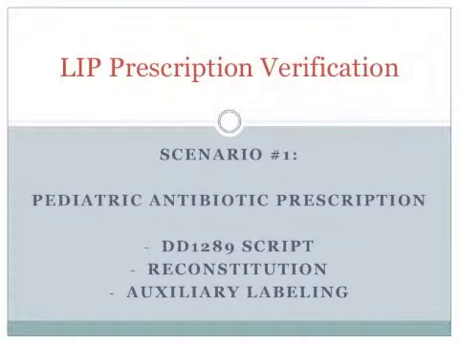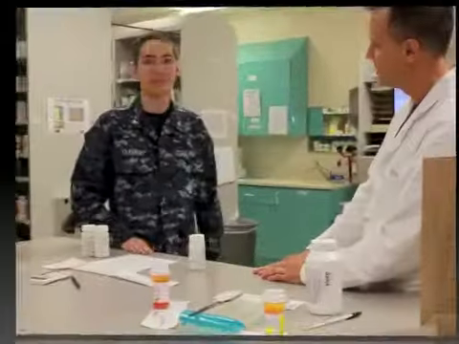In our first scenario, the LIP is performing final verification on a pediatric antibiotic prescription. Critical elements to note in this verification include a handwritten DD 1289 script, the requirement for product reconstitution, and the use of auxiliary labeling to ensure proper storage and beyond use dating.